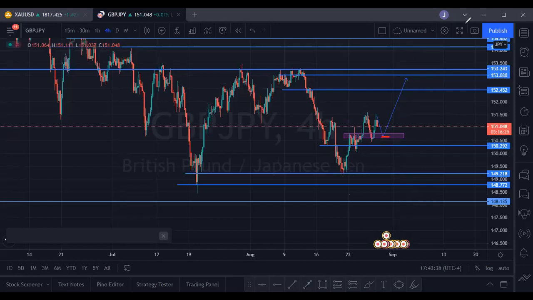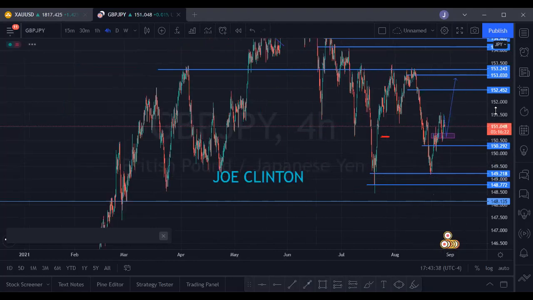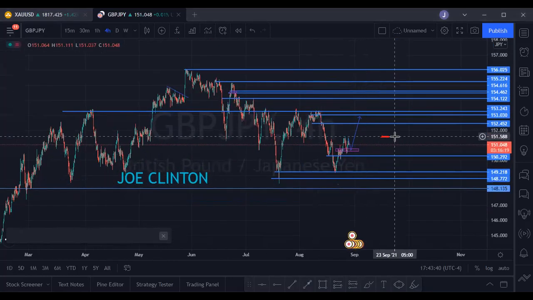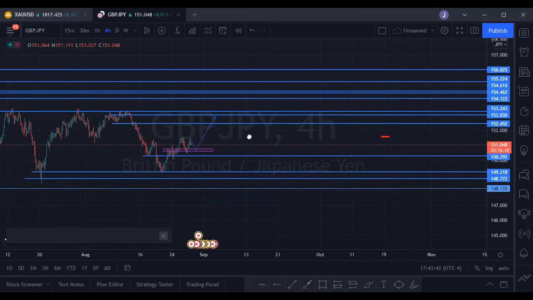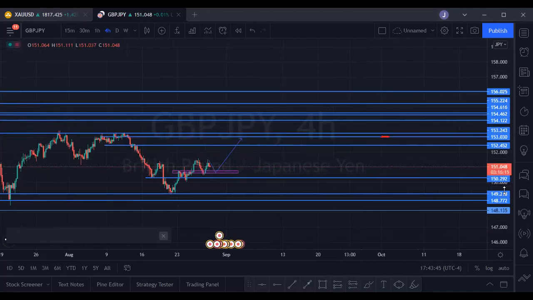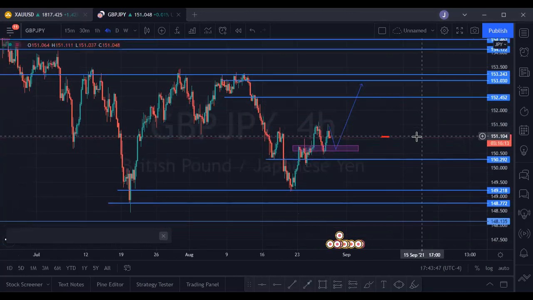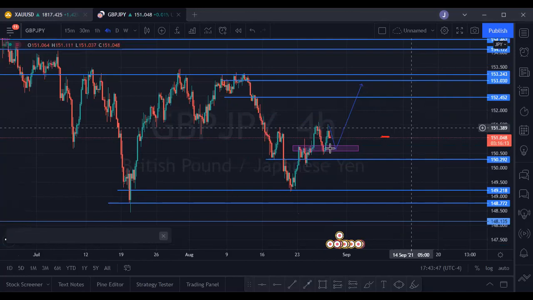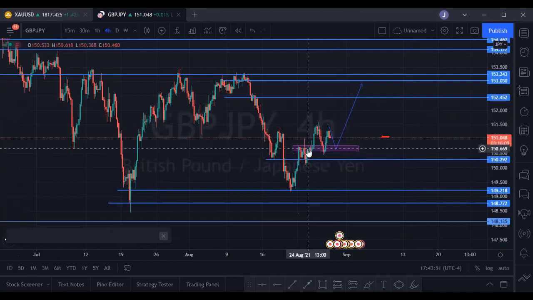So for now, I am on the sideline watching GBP JPY, but my pending order will be in this zone.